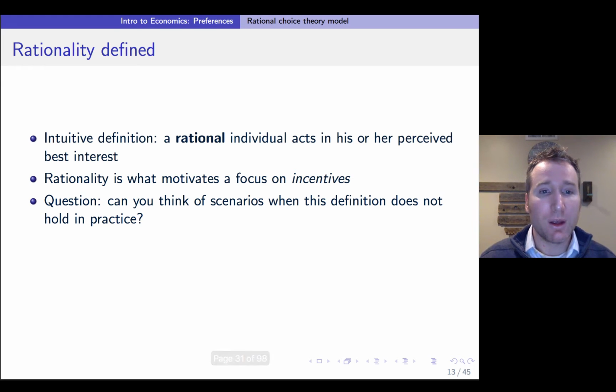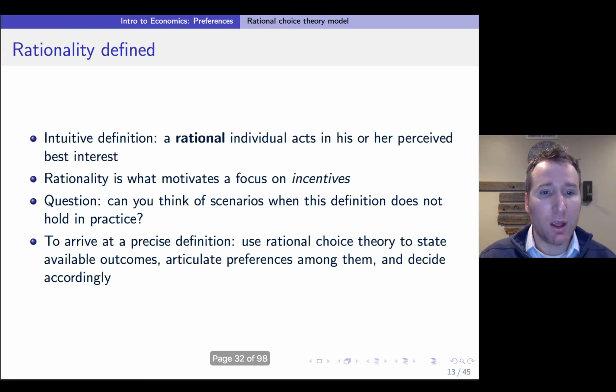Now, can you think of scenarios when this definition doesn't hold in practice? Can you think of cases in which agents would decide not to be rational? We'll leave that for a discussion.